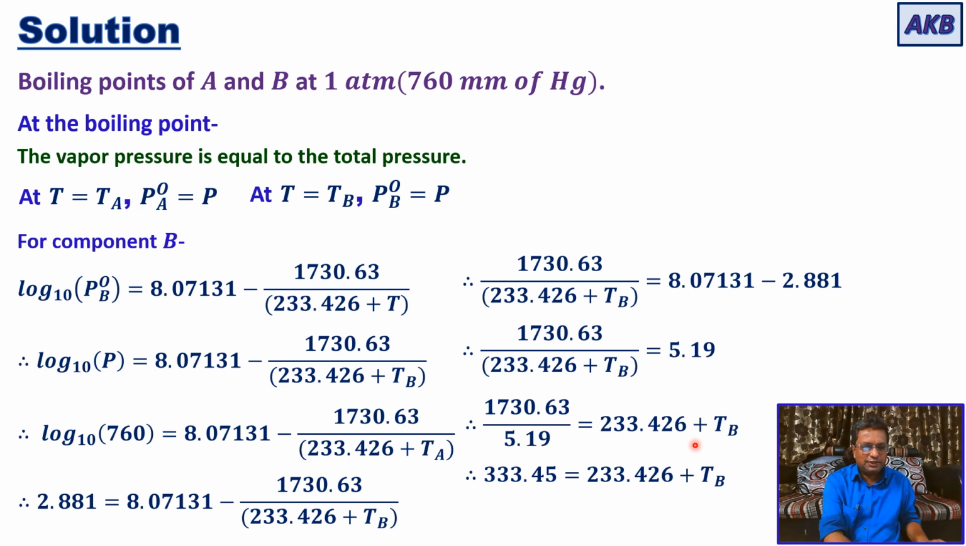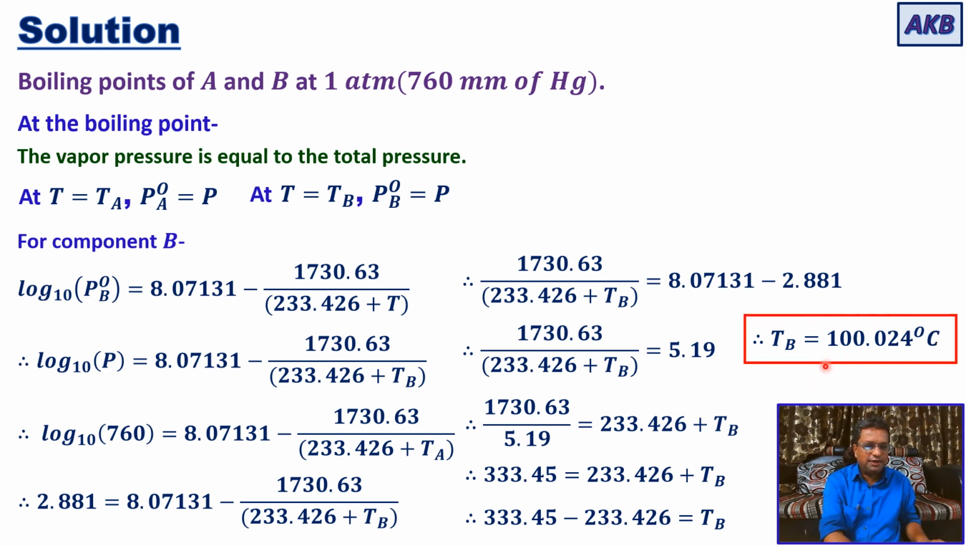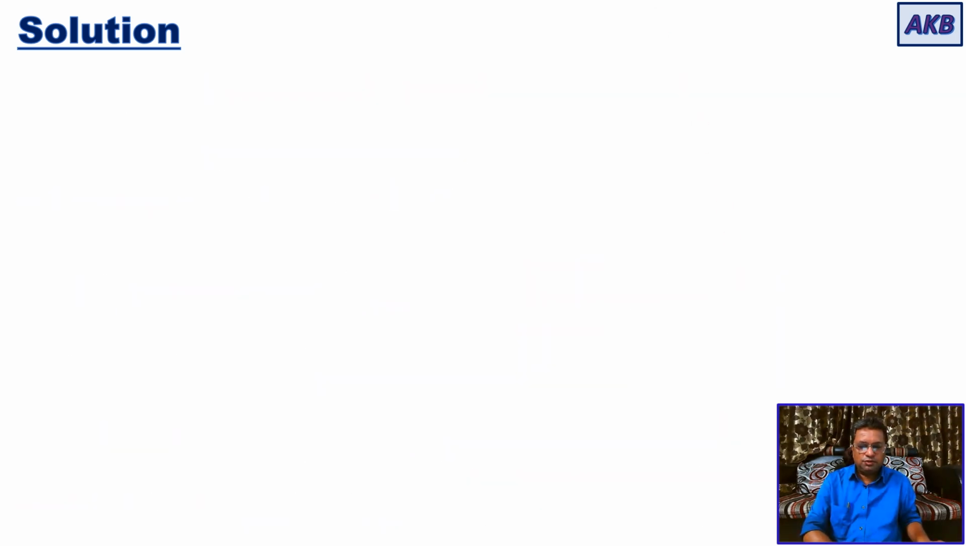So if you simplify it, you'll be getting Tb, which is the boiling point of water at 1 atmosphere, and we know it is 100 degrees Celsius. So over here we get Tb as 100.024 degrees Celsius. That is, it is almost 100 degrees Celsius. Okay, so we got the boiling points of the two components at 1 atmosphere. Now that ends our step number 1.